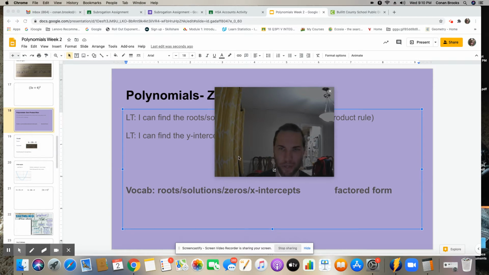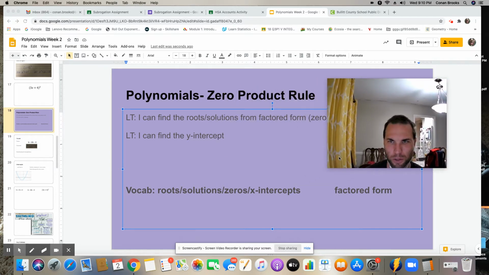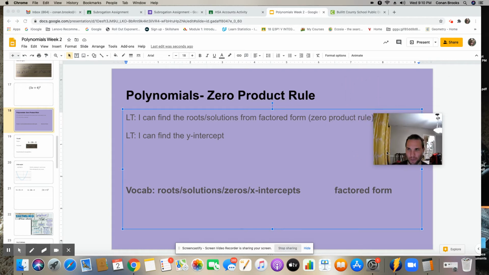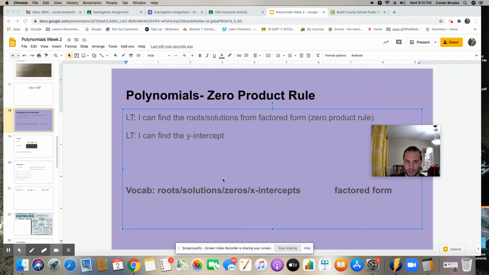Today we're going to be talking about the zero product rule. First we talked about addition, subtraction, and multiplication. We skipped over division. We're going to do that in Algebra 2.